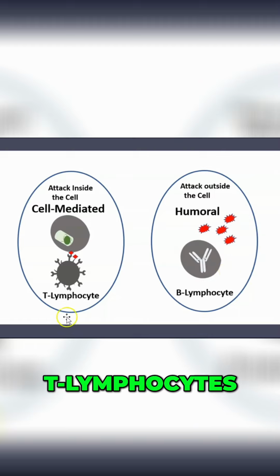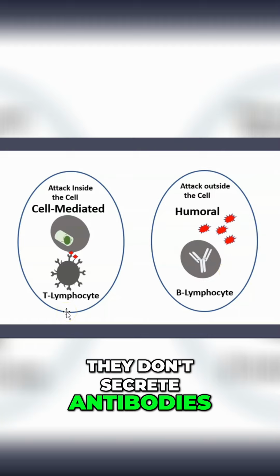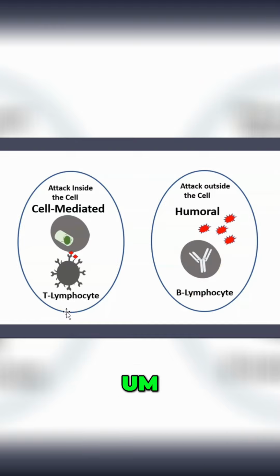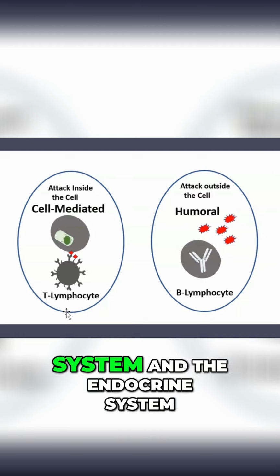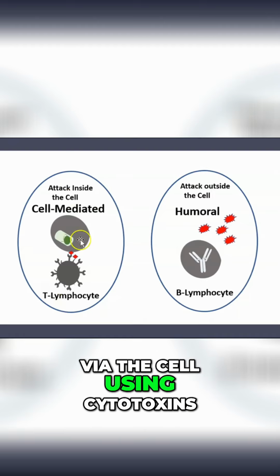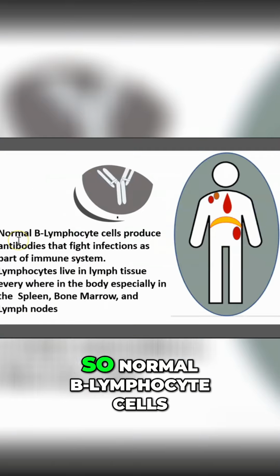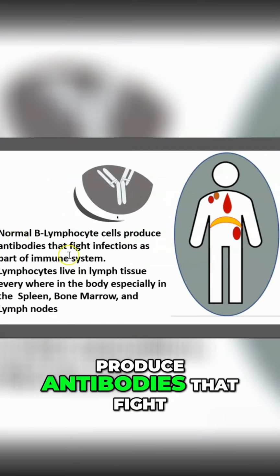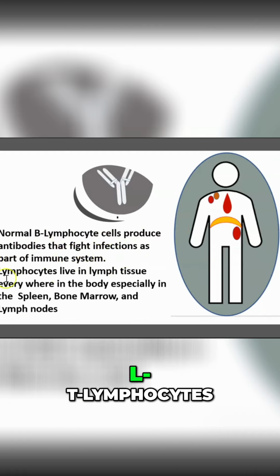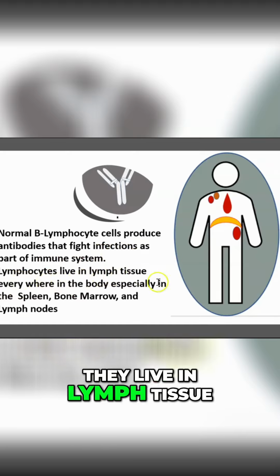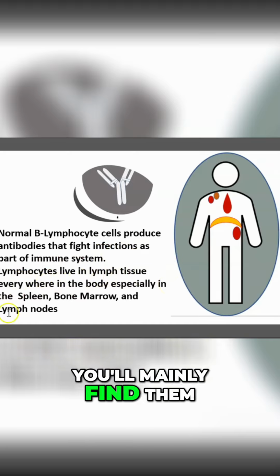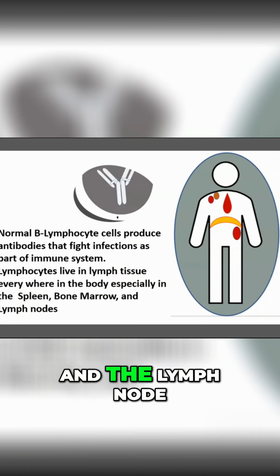And if you have IgG antibodies, it means that the infection is quite old. Anyways, T lymphocytes, however, don't secrete antibodies. They depend on the thymus, which is located in between both lungs. It's a gland that's part of the lymphatic system and the endocrine system, and they act via the cell using cytotoxins. So normal B lymphocyte cells produce antibodies that fight infections as part of the immune system. They move through the bloodstream. T lymphocytes, on the other hand, live in lymph tissue everywhere in the body, but you'll mainly find them in the spleen, the bone marrow, and the lymph node.